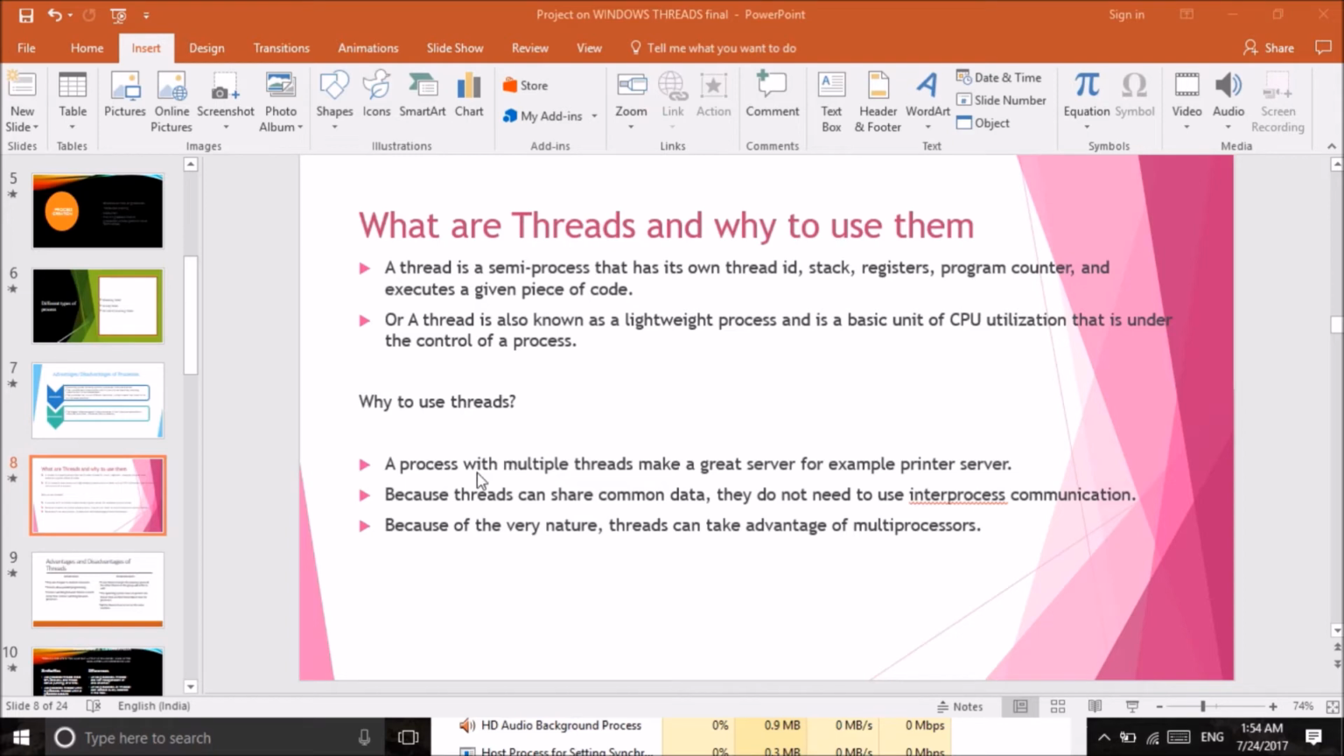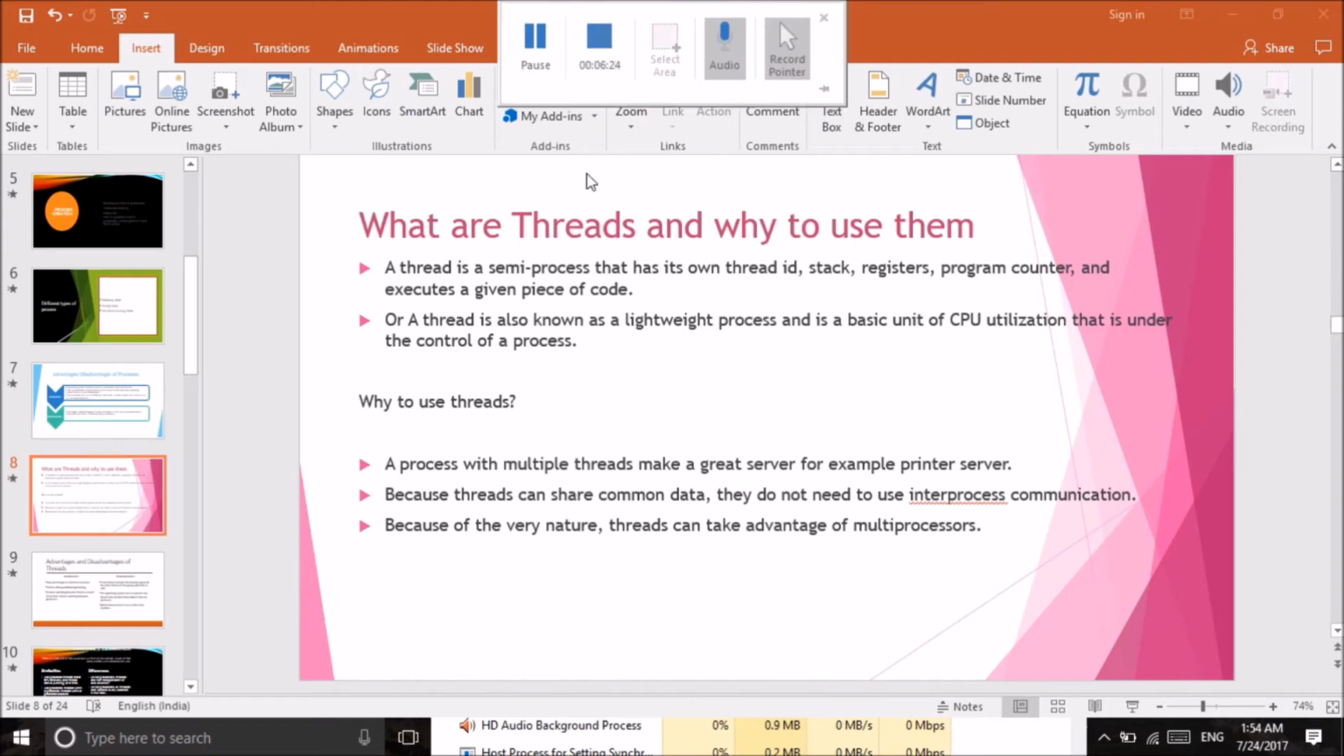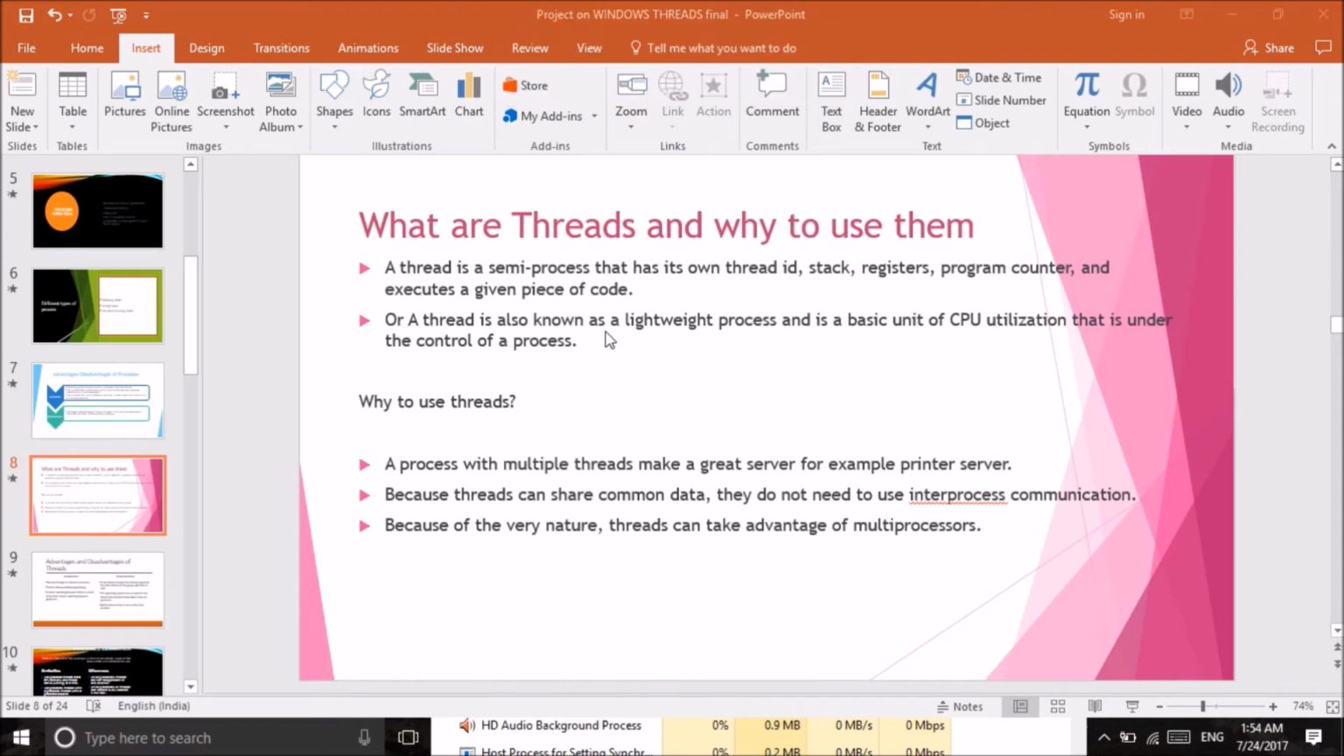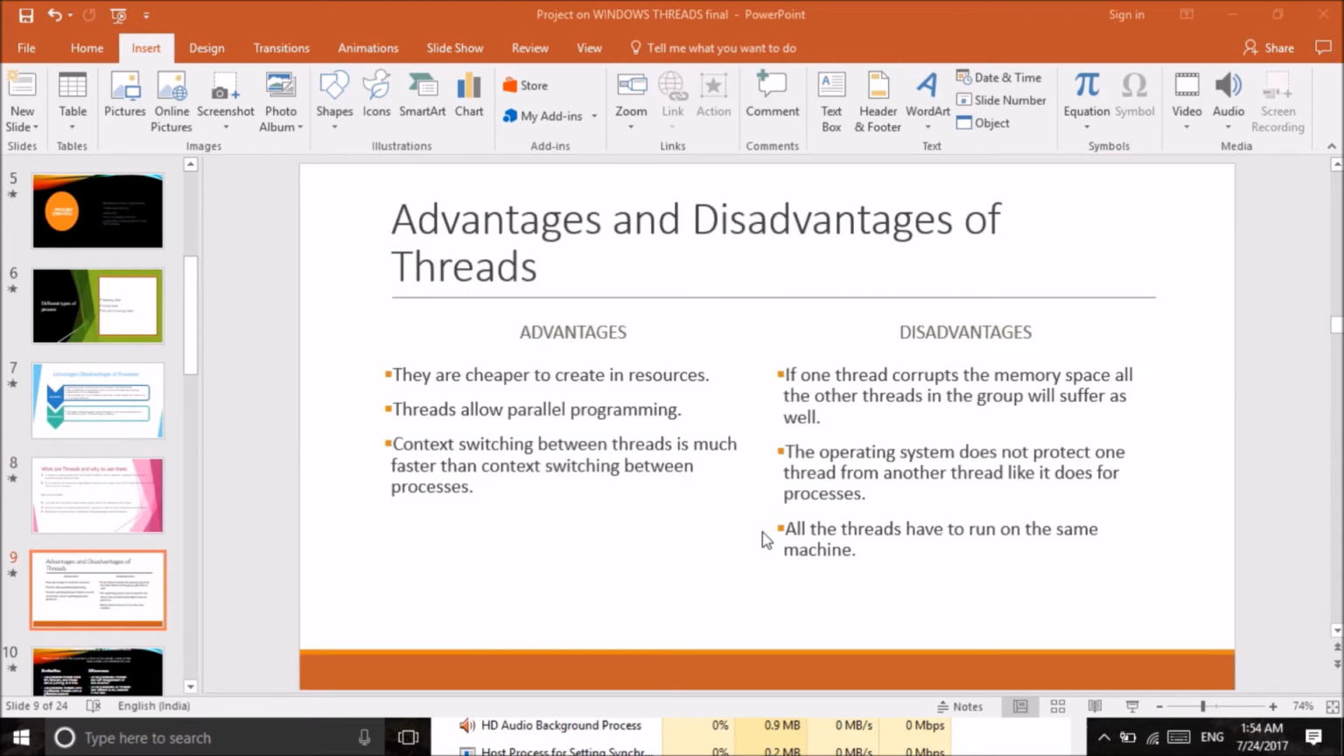So why do we use threads? A process with multiple threads makes a great server. For example, a printer server, where multiple users can access a single printer at a given instance. Because threads share common data, they do not need to use inter-process communication. Threads are dependent on one another. We can describe this as a parent and child relationship. Because of this very nature, threads can take advantage of multiprocessors.